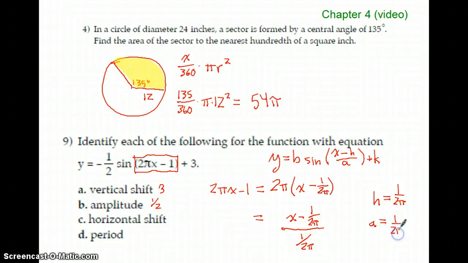But that's not the period. Okay, so horizontal shift, I'm done. Horizontal shift was 1 over 2 pi. Great. But the period is 2 pi, coincidentally, times the absolute value of a. Okay, well, I know what a is. A is 2 pi, so period is 2 pi times a, and a is this. 2 pi times 1 over 2 pi is, guess what, in the whole grand scheme of things, 1.